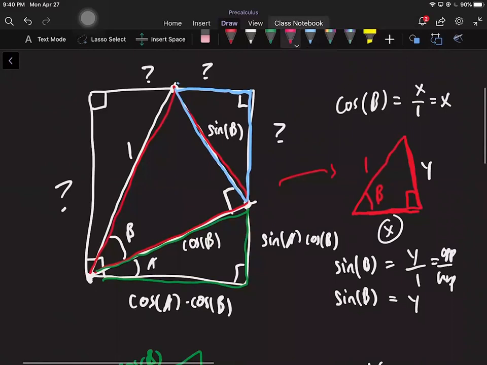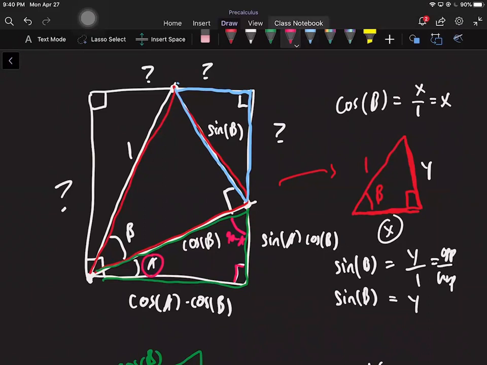So for example, if this angle here is alpha, then because triangles have to add up to 180 total degrees, and this is already 90 here, and then plus alpha more, then this angle here is the rest. So it's actually 90 minus alpha. That's what that angle is there.